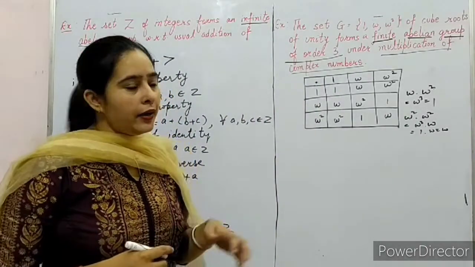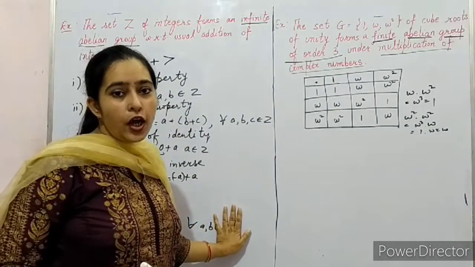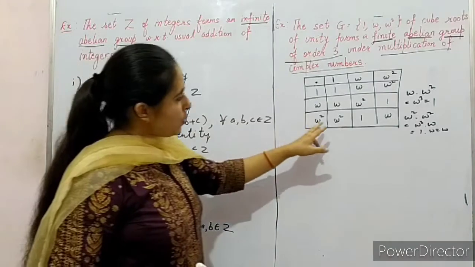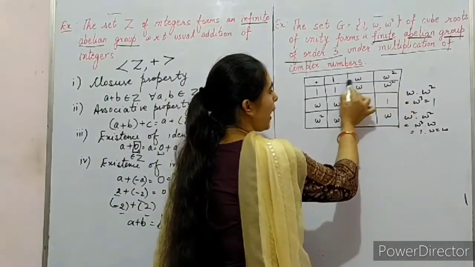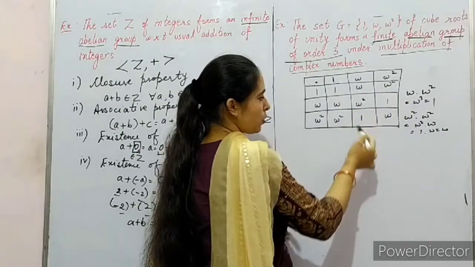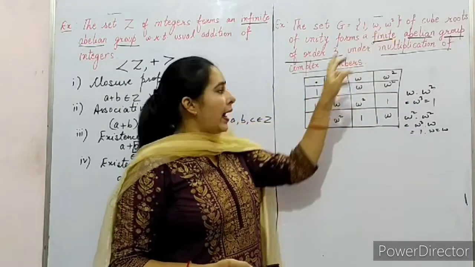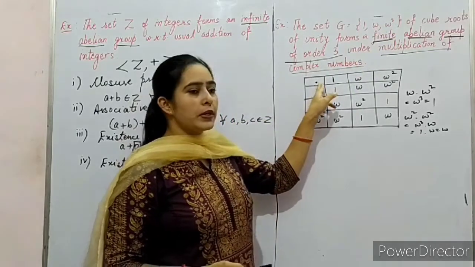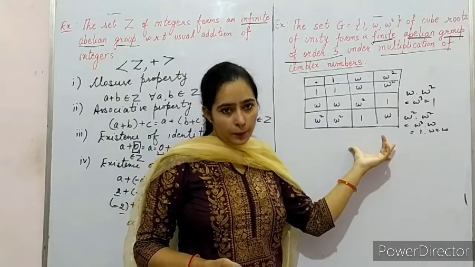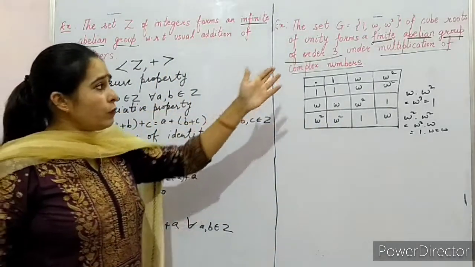Now let's start checking all the properties, whether these properties are satisfied or not. First one is closure property. Clearly you can see all the entries of the table, 1, omega, omega square, are from G. That means under this operation of multiplication we have obtained the closure property. Next one is associative property.